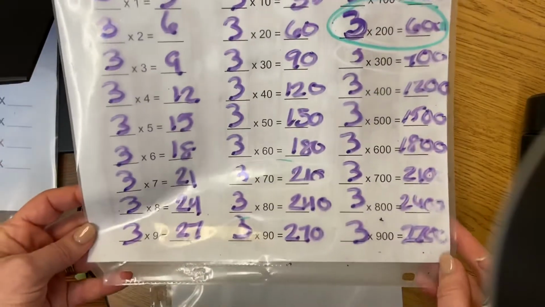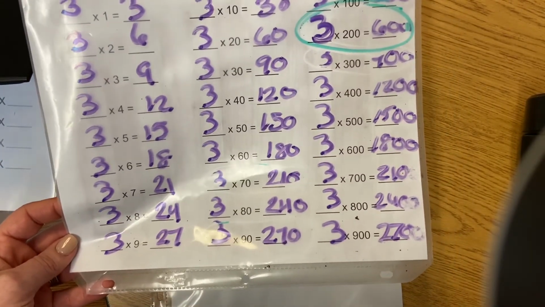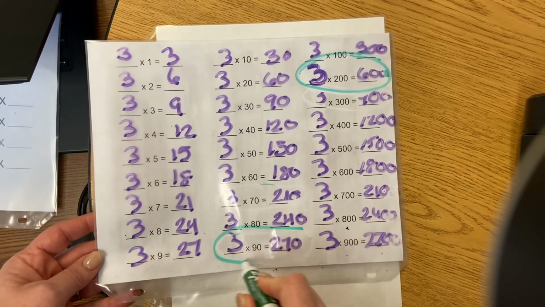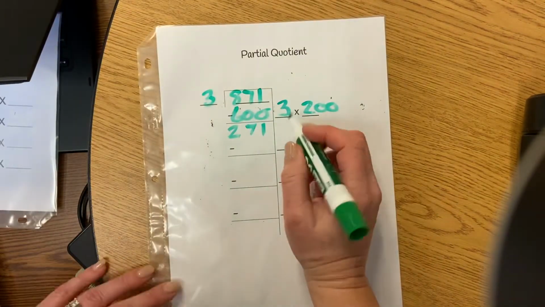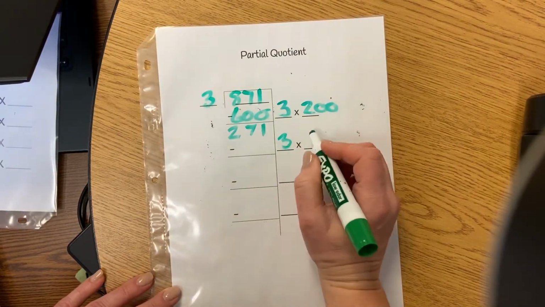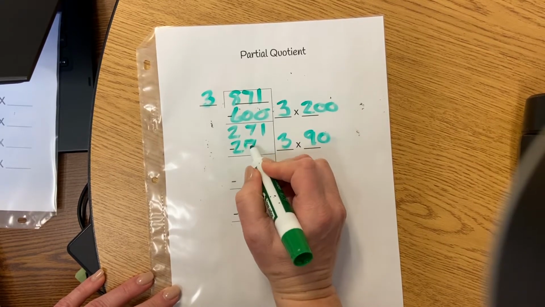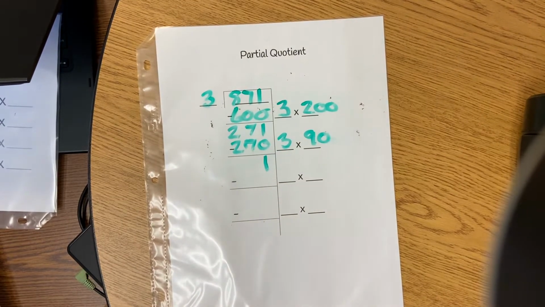Now back to my extended facts and multiples. How can I get as close to 271 without going over? Well, I see that 3 times 90 is 270. So if I gave each of my 3 groups 90 more, I would get rid of a total of 270, leaving me with just 1.